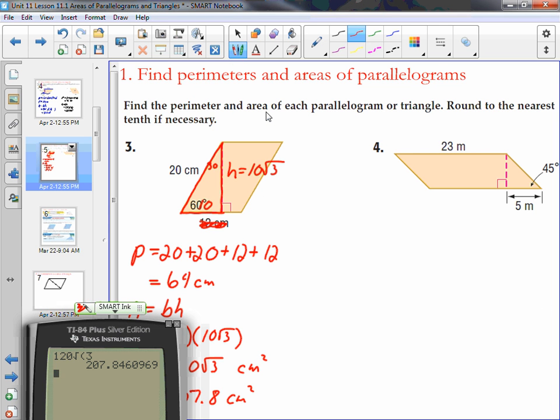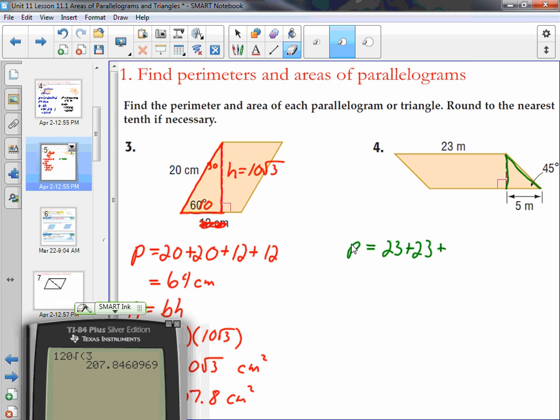All right, number 4. Can you tell me the perimeter? Not yet, right? Because I know that 2 of the sides are 23 meters, the top and the bottom. I don't know what the left and the right are because, well, they don't give them to me. So the perimeter, it'll be 23 plus 23 plus. Okay, so what is it? Well, let's work this out. They've given us, well, let me start that over.